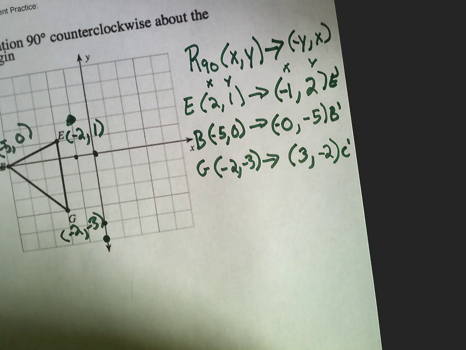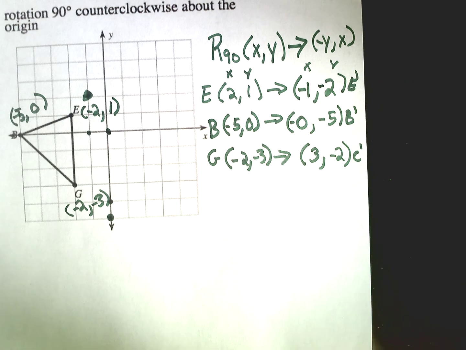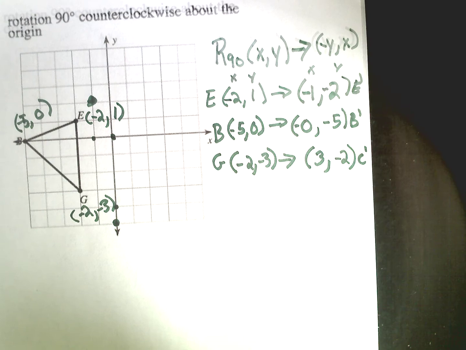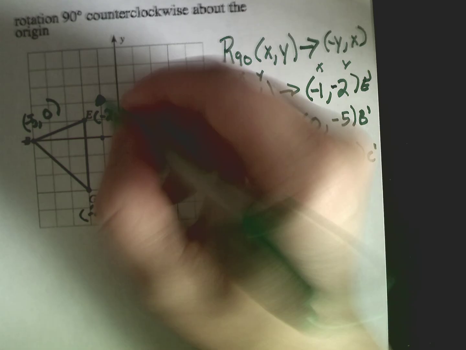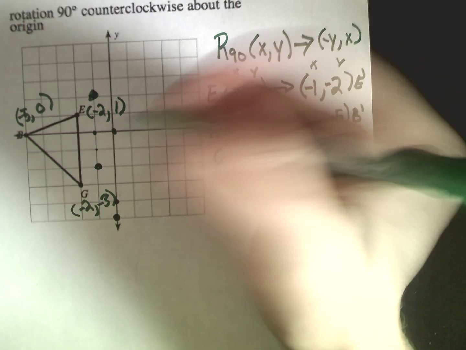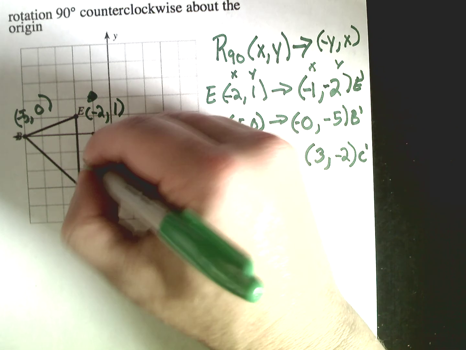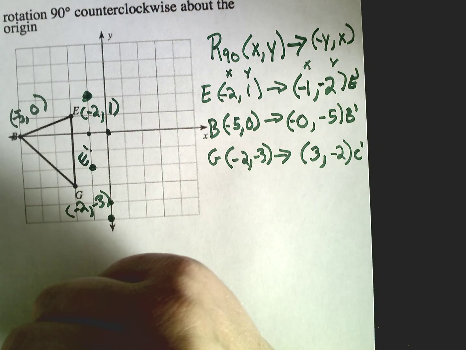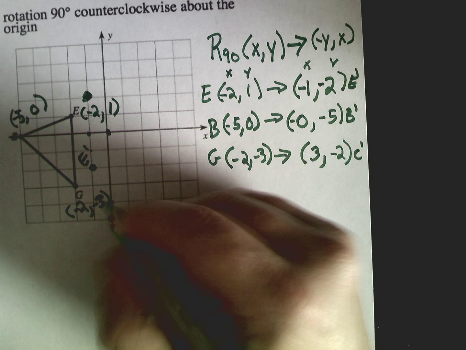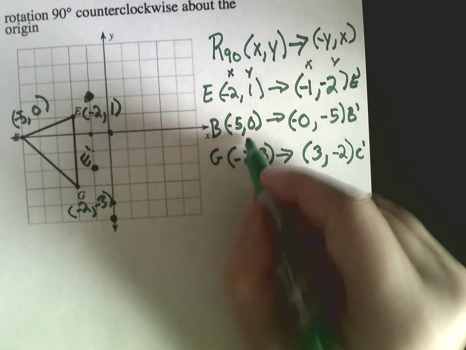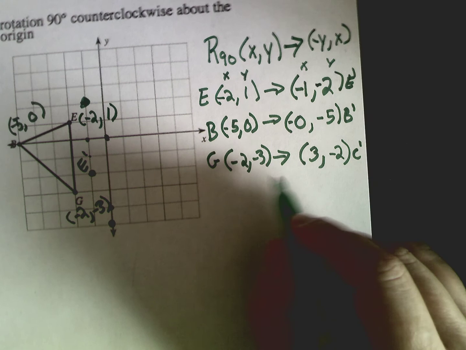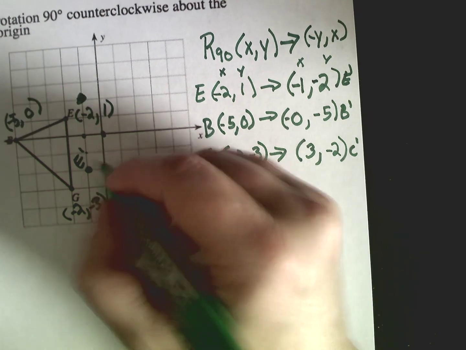I flipped them. This should be -1, comma, -2. I forgot to change this. Man, am I messing these up. Okay, so -1, comma, -2 is down here. That is E prime. Oh, that's this. So E prime is here.